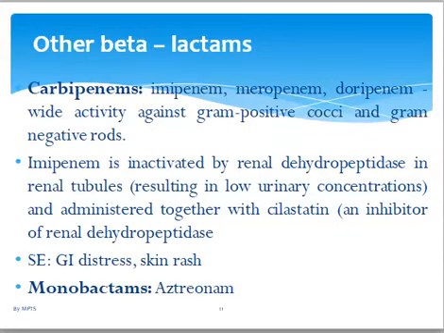The other beta-lactams are carbapenems: imipenem, meropenem, doripenem, with wide activity on gram-positive and gram-negative rods. Imipenem is inactivated by renal dehydropeptidase in the renal tube, resulting in low urinary concentration. And that's why it is administered with cilastatin. You know, in the pharmacy we have that combination imipenem-cilastatin, an inhibitor of renal dehydropeptidase. The side effects are GI distress and skin rash.